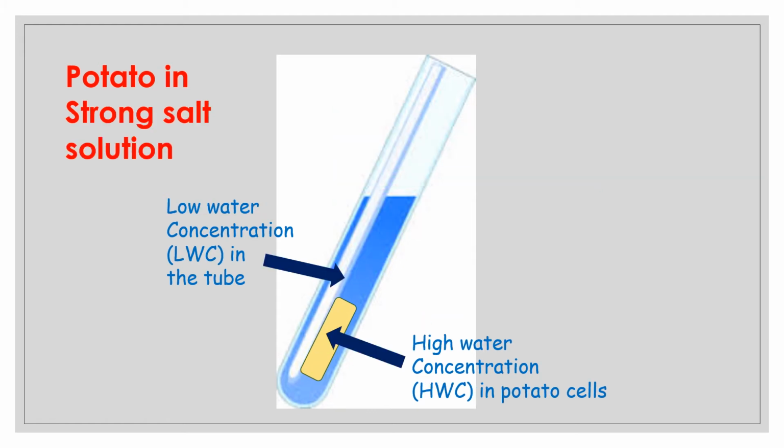Now with our potato in strong salt solution, we've got the same volume of water surrounding our potato, but what we've done by adding lots of salt is we've lowered the water concentration. So that then turns the tables. We haven't changed what's inside the potato, it's the same potato, but we've now changed the concentration gradient. So we've got effectively low water concentration in the tube and a higher water concentration in the potato cells.